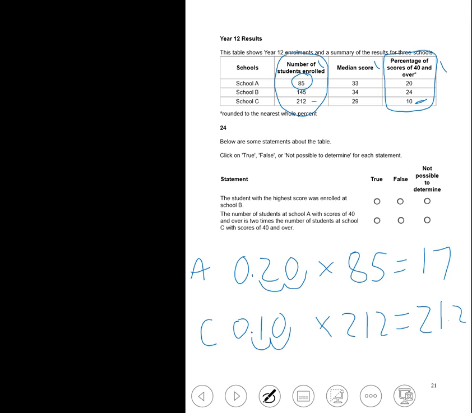So the correct answer is actually school C. Even though the percentage is lower, the percentage is half as much. 10 is half of what 20 is. But as you can see, they've got way more students than what they do in school A. 212 compared to 85 is more than double. So this means that the answer is number of students at school A. It says asking the number of students at school A with scores of 40 and over is 2 times the number at school C. Well, no, that is false. They have double the percentage. They don't have double the number of students.